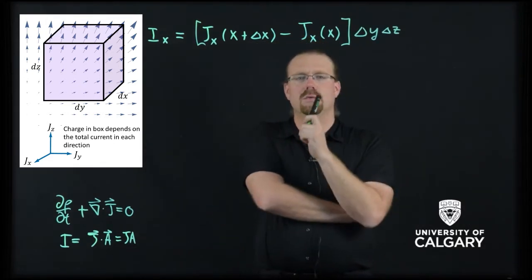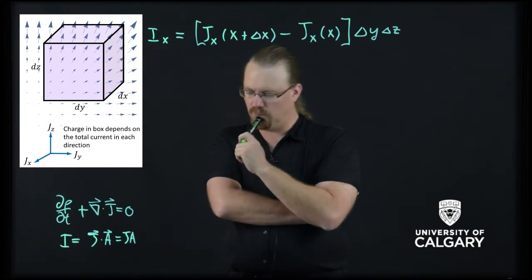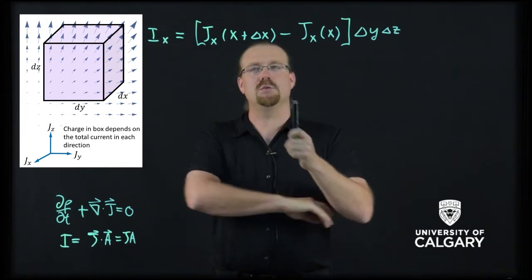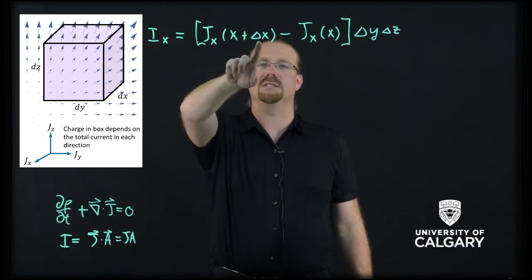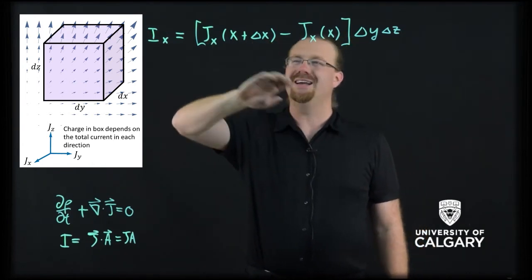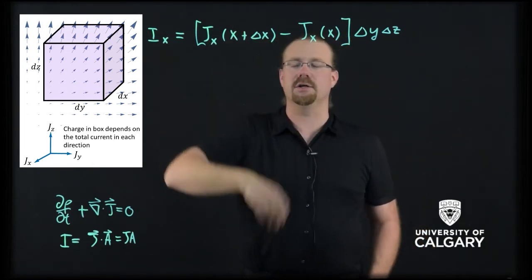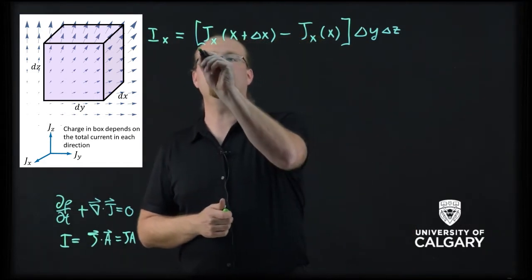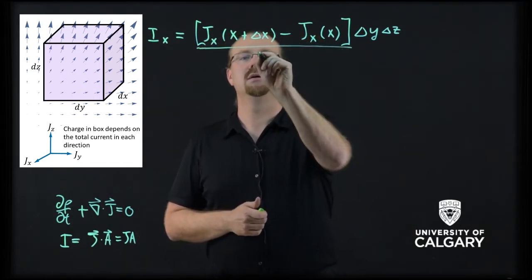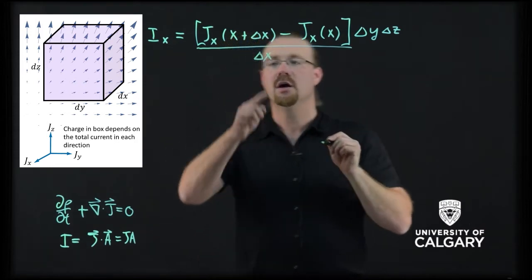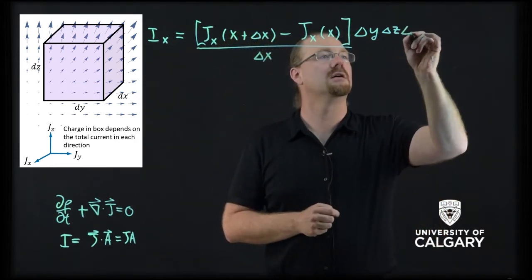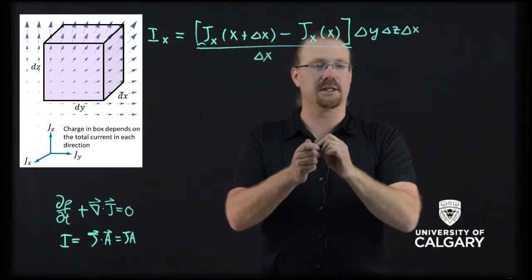Well, this reminds us of something. What we could do is we've got this J of x plus delta x minus J of x, and this looks kind of familiar, and it might look even more familiar if we were to divide this by delta x. But of course, if we divide by delta x here, we have to multiply by delta x right there.